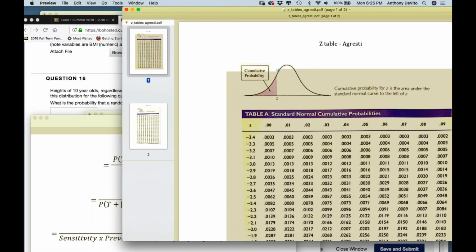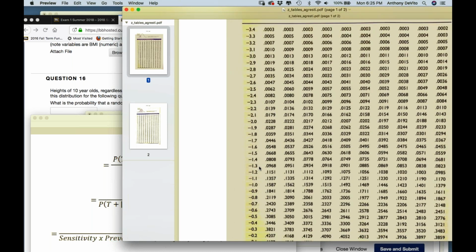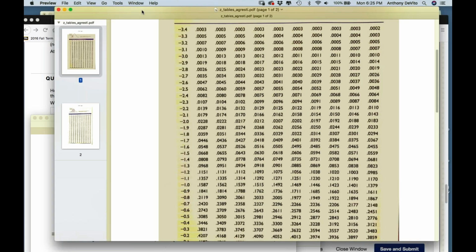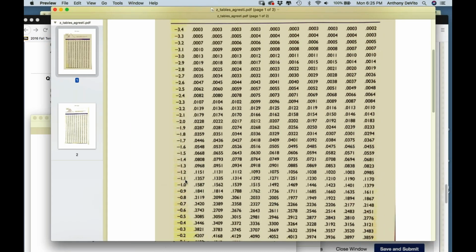that for a z-score of negative 1.16, which I believe it was, humor me if it isn't, negative 1.16 represents 12.3% of the area of the normal distribution, or the percentage of people in that population, or you could also look at it as the probability that you would pick a person that's under 48 inches in this particular population.